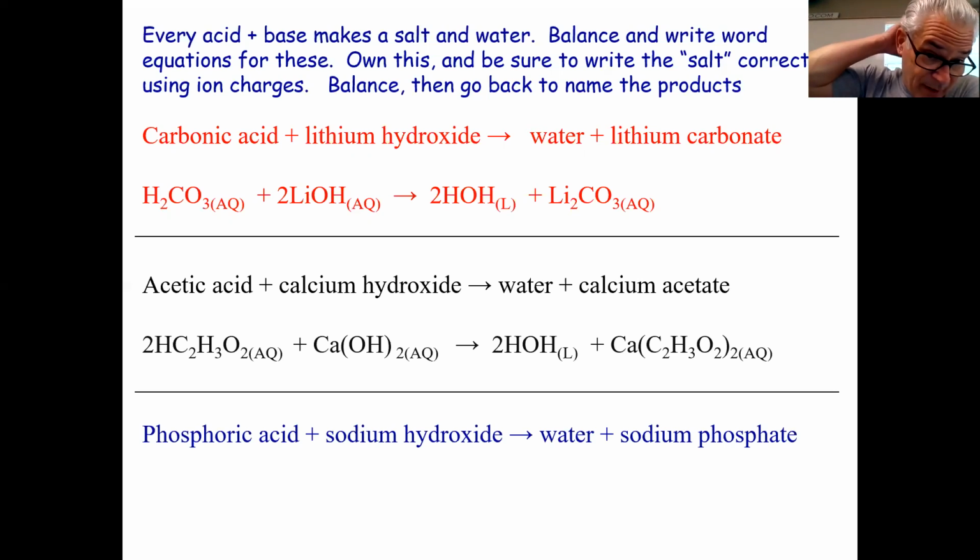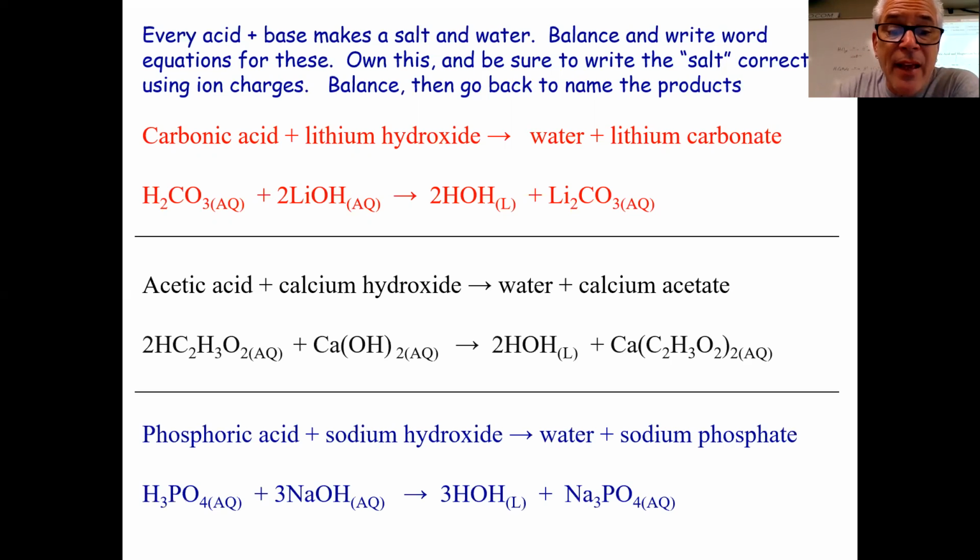The last one, phosphoric acid and sodium hydroxide. Phosphoric acid is the one with the H3PO4. That's in table K. Sodium hydroxide is the strongest base. It's going to make water and sodium phosphate. And once you balance this, which you should be able to do, I'm going to show you the answer right now, is this.